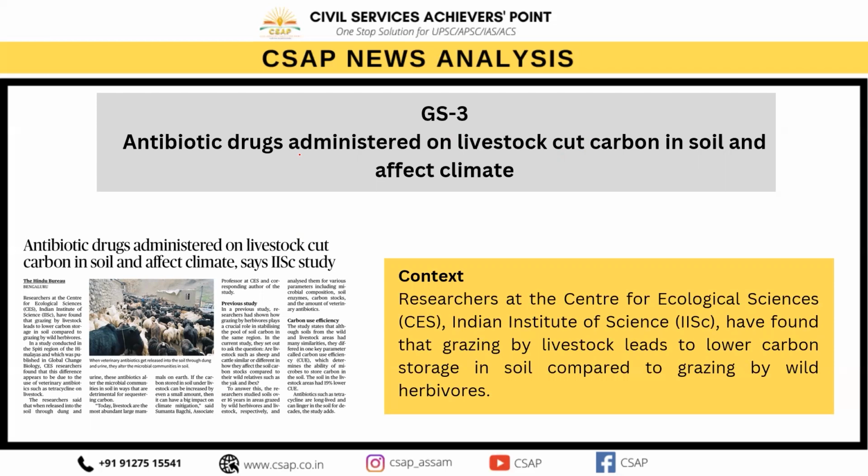So therefore, today, the use of such drugs is essential, and it should also be used in a very judicious way. The soil in the livestock areas had 19% lower carbon use efficiency, as antibiotics such as tetracycline can affect the microbial activity in the soil and can also linger in the soil for a longer period of time. Therefore, such antibiotics could be restricted and balanced well so that we could use them in extreme situations, or else livestock grazing can reduce the fertility of the soil in the coming times.